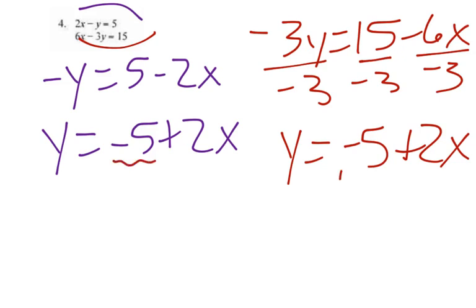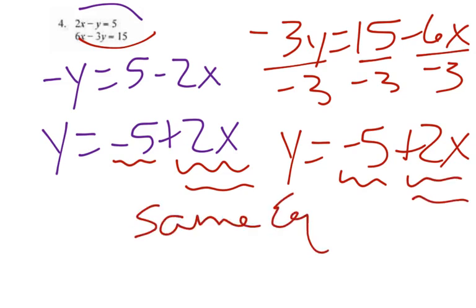Notice we have a negative 5, we have a negative 5. We have a positive 2x, we have a positive 2x. This is the same equation. Means it's going to be the same line. Means that they are consistent and dependent. If you put them in at y equal, they would graph right on top of each other.